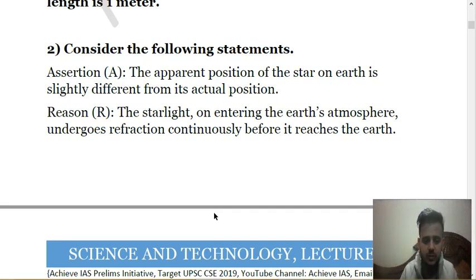Yes, the apparent position of the star is slightly different from its actual position, and why does it happen? Because the earth's atmosphere is composed of numerous layers. When the light passes through these layers, it undergoes refraction. Due to this refraction, the visible path of the light that comes to your eyes makes you see it as coming from a particular source, but the actual position is slightly different, because while undergoing refraction in the earth's atmosphere, the light from the source bends towards the normal. So obviously when it bends towards the normal, you will see the star slightly above its actual position.